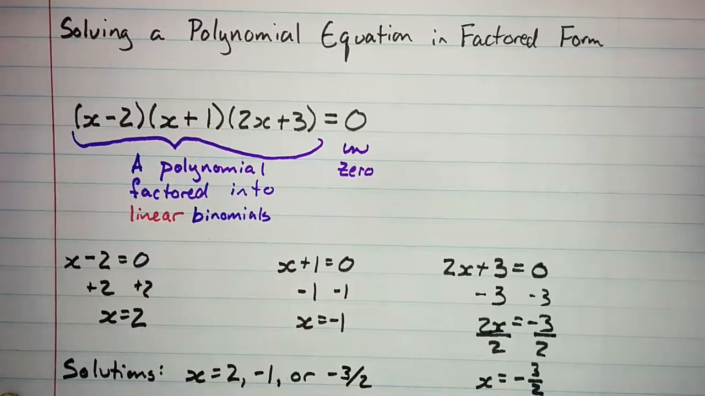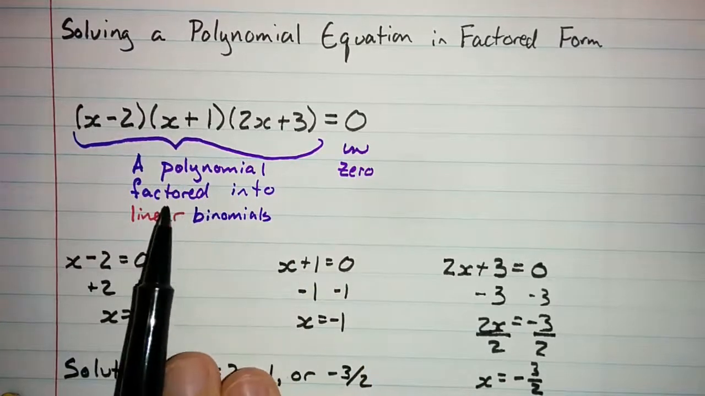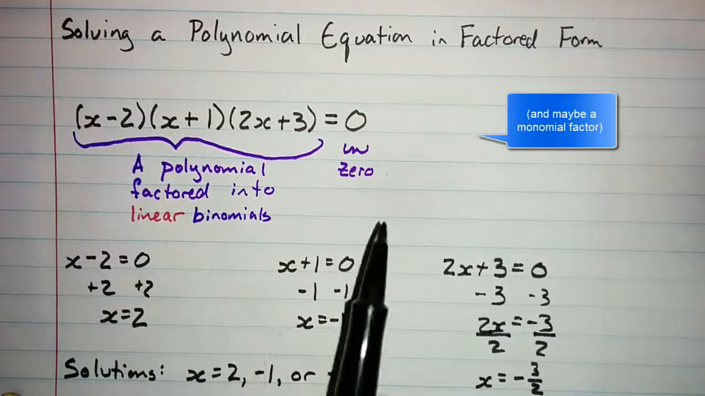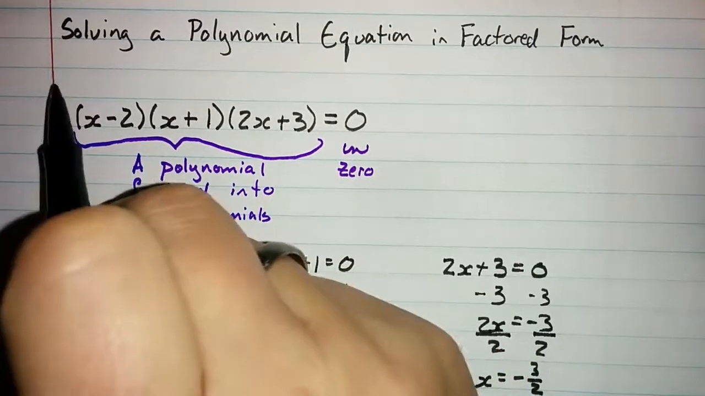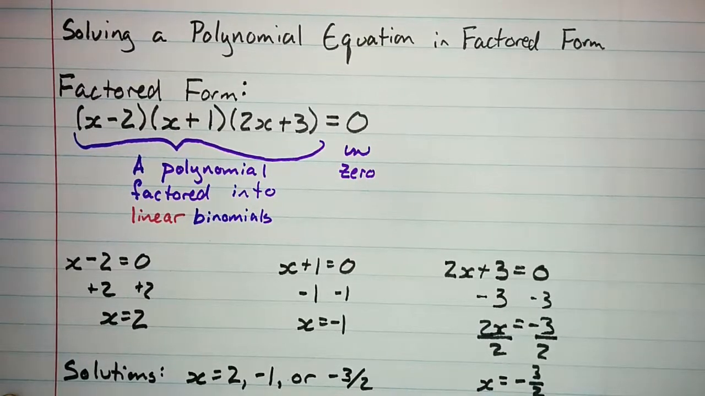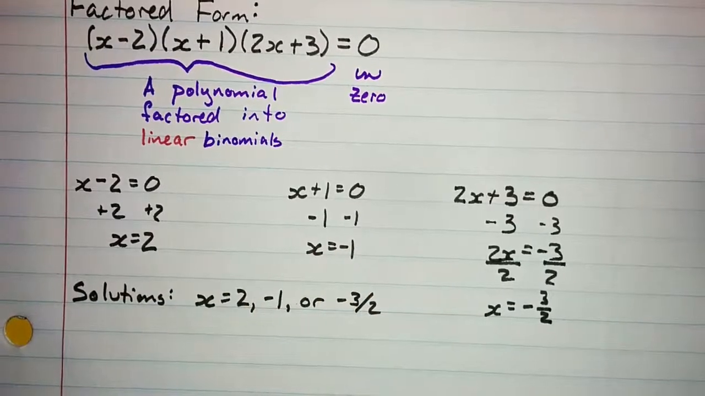This form of a polynomial equation, where on one side we have a polynomial factored into a product of linear binomials, and on the other side we have 0, this is called factored form. And when we encounter a polynomial equation in factored form, we know how to solve it. And it's just this way.